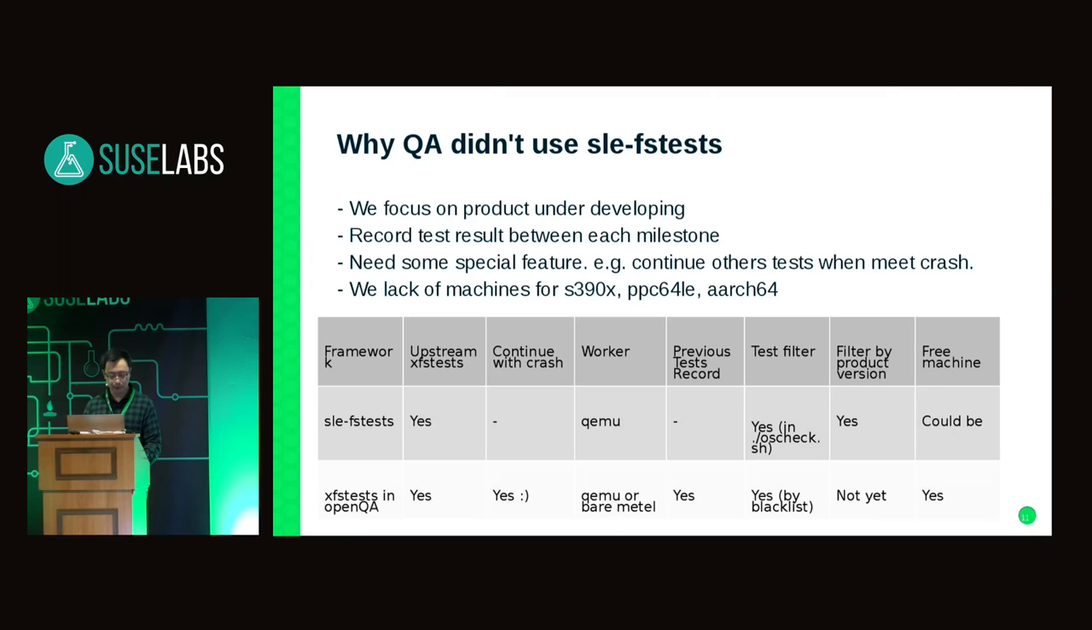Also, we need some special features, like sometimes it's going to crash in some test cases, and we don't want it to stop there. We continue with a reboot and continue to record the other tests. The last and most important one is that we lack test machines for S390, Power and ARM. So only QA can provide those for us.